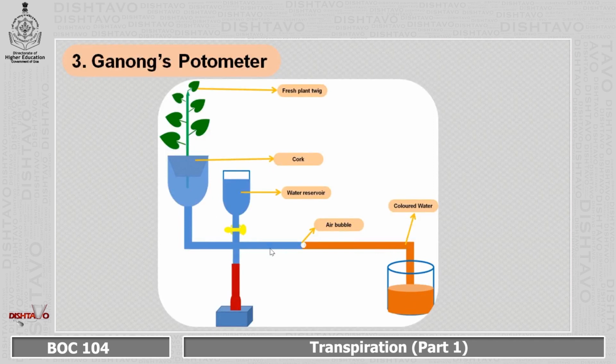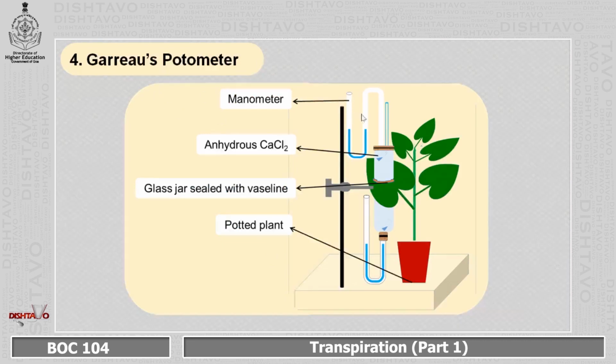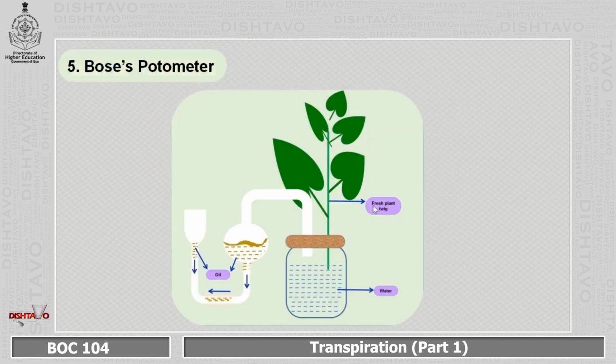Coming to Garreau's potometer, the modification from the previous two is that the transpiration rate is measured separately for the upper surface and the lower surface of the leaf. There is a glass jar having a tube containing anhydrous calcium chloride on the upper surface, as well as a tube containing anhydrous calcium chloride on the lower surface. After some time, we weigh the anhydrous calcium chloride and see the difference in weight. If transpiration has taken place, then definitely the weight of the calcium chloride will increase, and likewise on the lower surface.